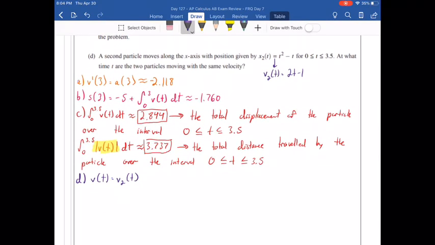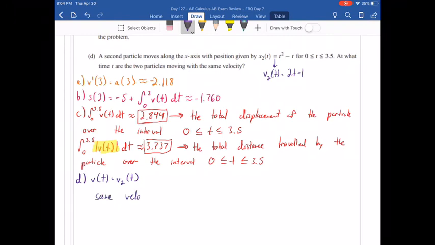Okay, so same velocity at t equals 1.571, I think I remember correctly. Yeah, 1.571.